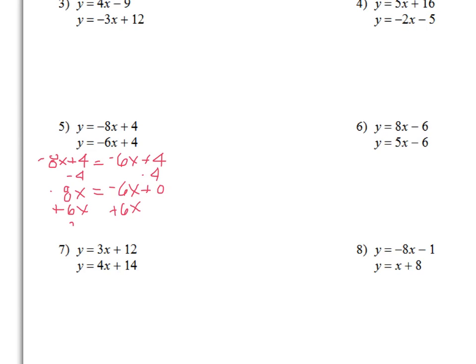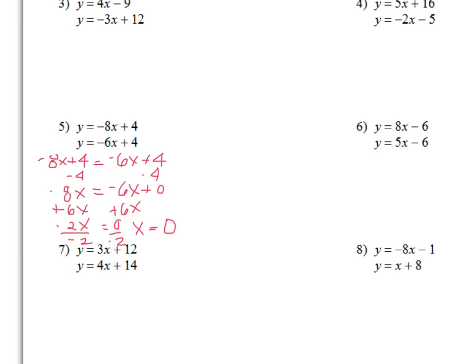And we can see that I get negative 2x equals 0. If I divide by 2, x equals 0. Remember, I can divide a 0 by 2. I can't divide anything by 0. That's what's illegal.